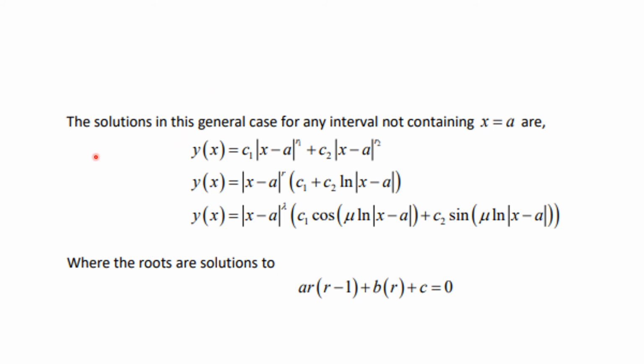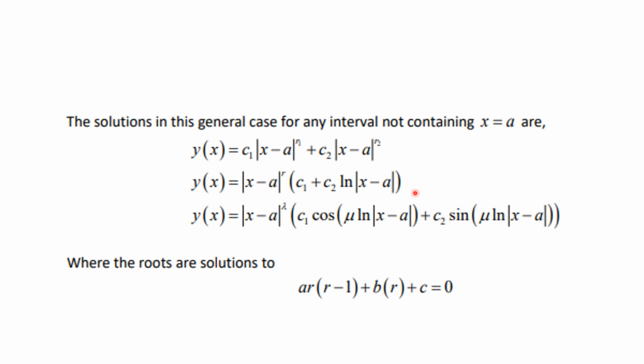So here are the solutions in this general case for any interval not containing the point of interest, x equal to a. Here we have r1 and r2. That's if they're distinct roots. So this would be the solution away from the point a. This would be the solution where we have a repeated root. R is a double root. And so we would give this as our fundamental solution.